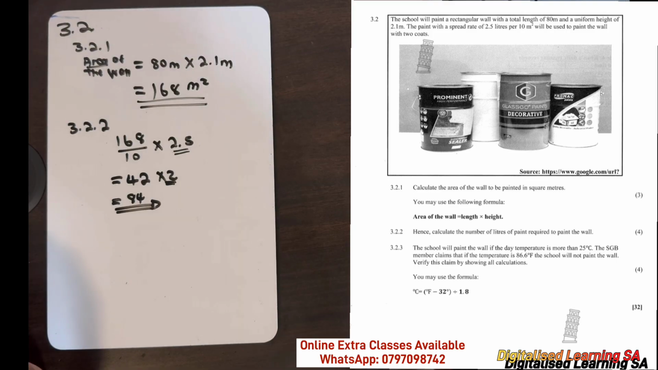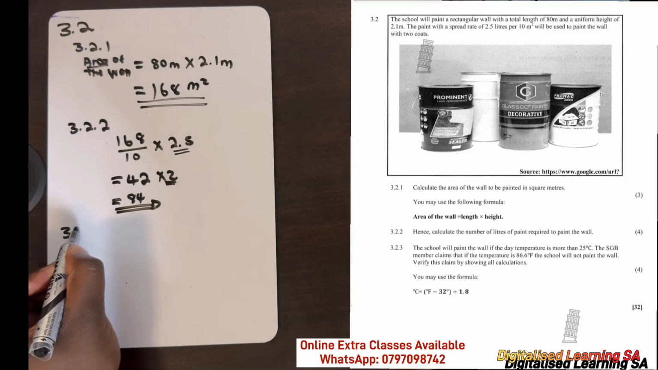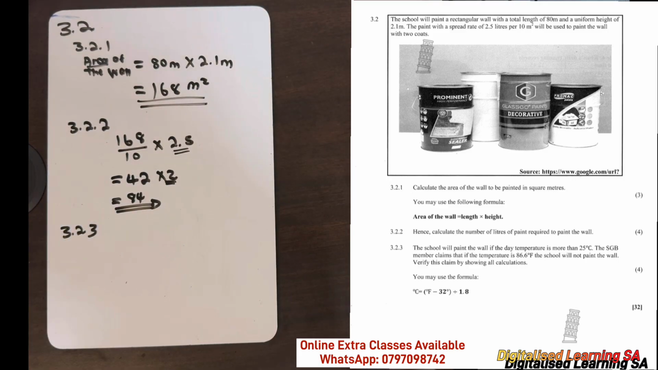Okay, so now let's move to our next question, which is question 3.2.3. Question 3.2.3 says that the school will paint the wall if the day temperature is more than 25 degrees Celsius. So the SGB member claims that if the temperature is 86.6 Fahrenheit, the school will not paint the wall. Verify this claim by showing all calculations, and we are told that we may use the formula that is given.